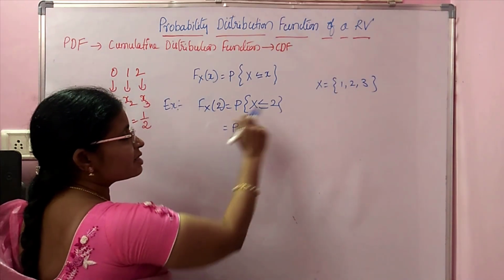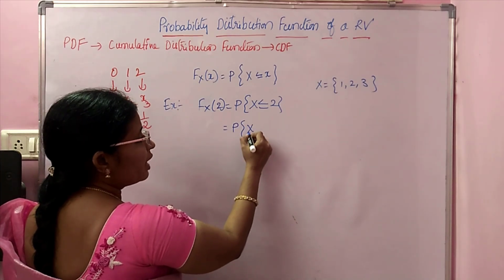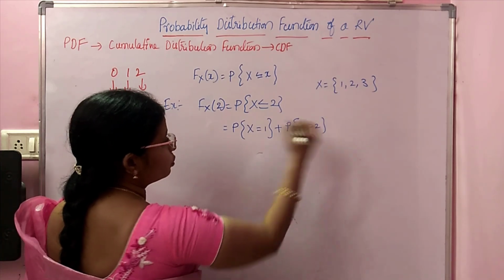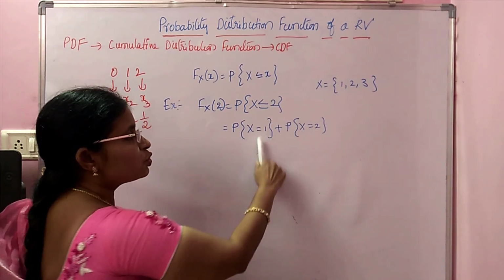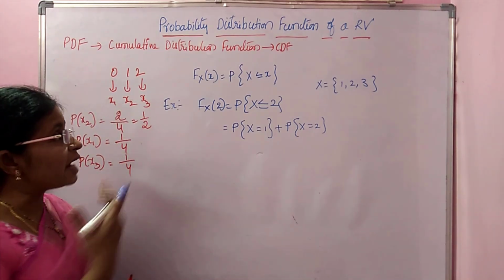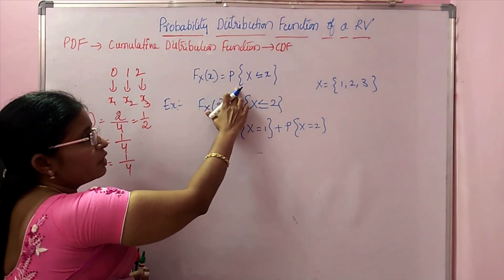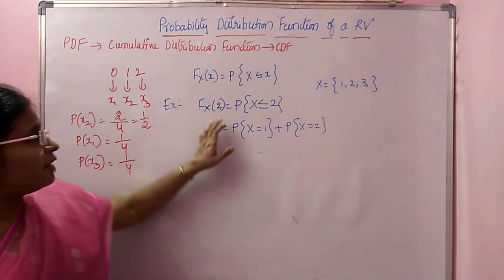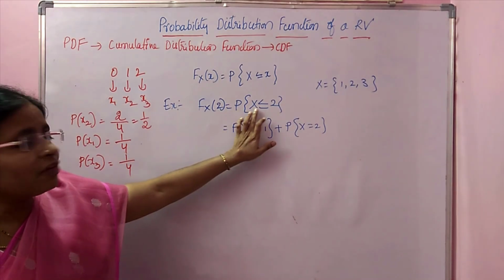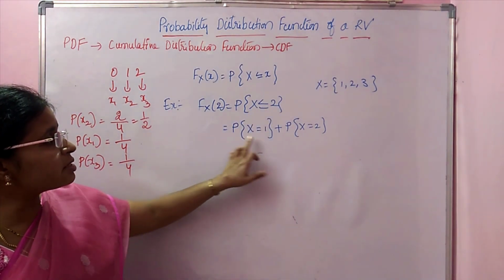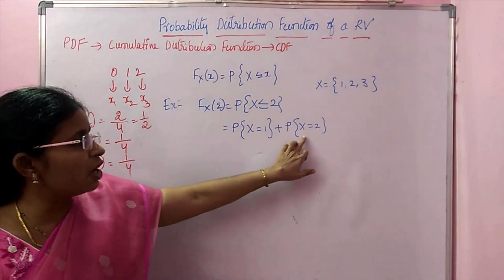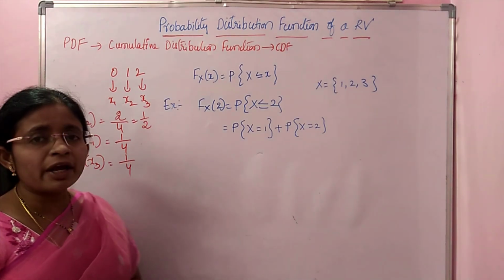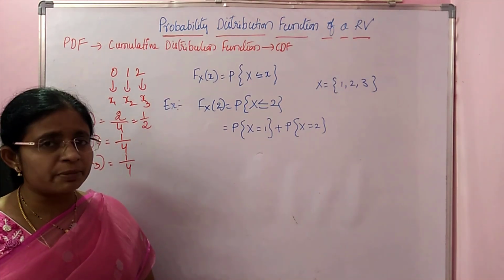P of x less than or equal to 2 is P of x equal to 1 plus P of x equal to 2. You have to add these two probabilities. So that is the meaning of Fx of x is equal to P of X less than or equal to x. Suppose it is Fx of 3, then it is P of X less than or equal to 3. In that way you have to find the probability distribution function.